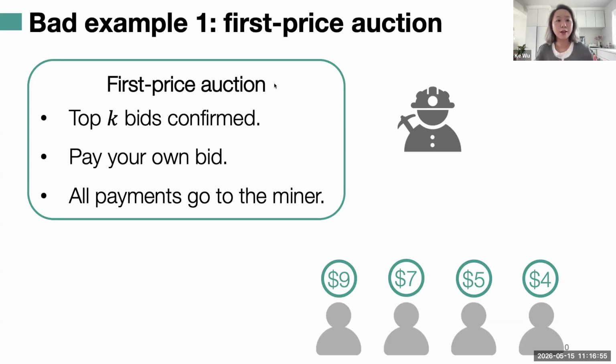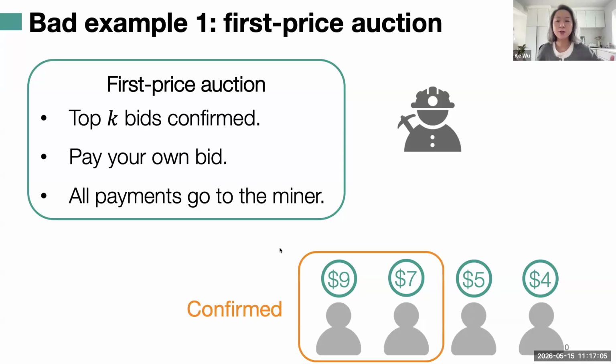First price auction works in a quite natural manner. Here the K highest transaction bids get confirmed. Each pays their own bid, and all payments go to the miner. So if the block size is 2, then bid 9 and bid 7 will be confirmed, each paying their own bid to the miner. That's it.